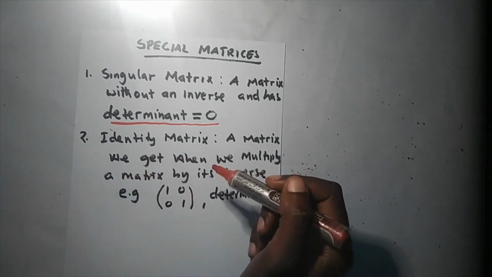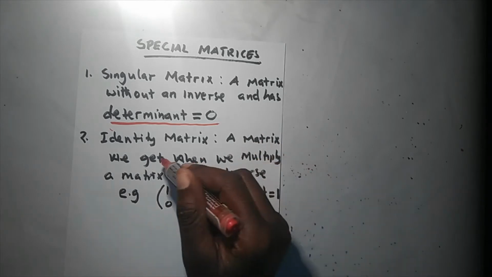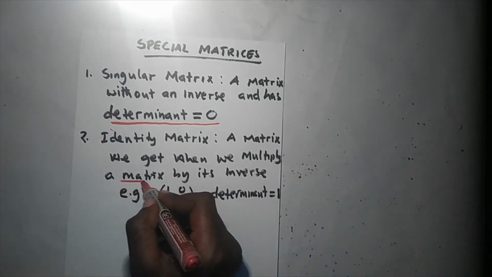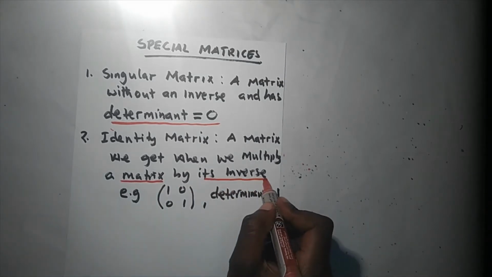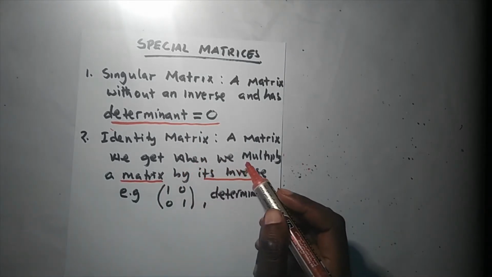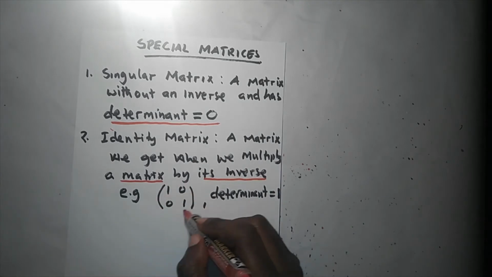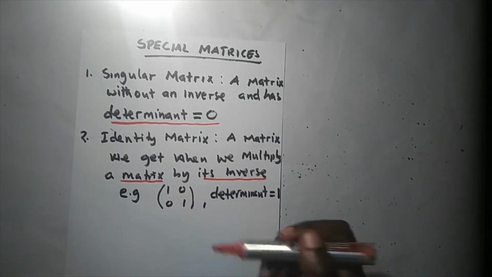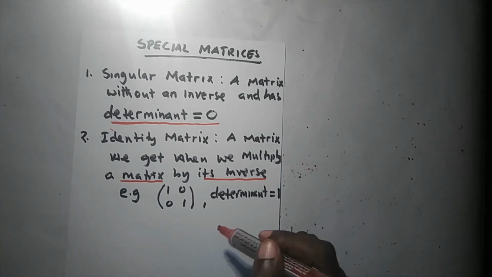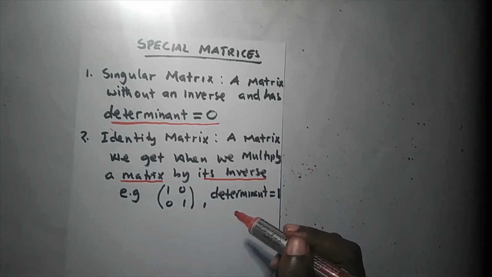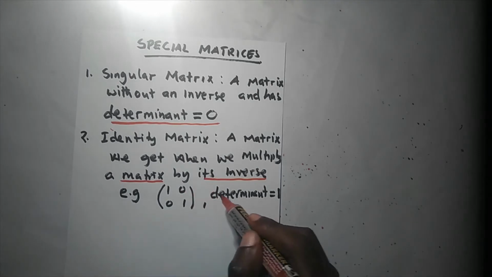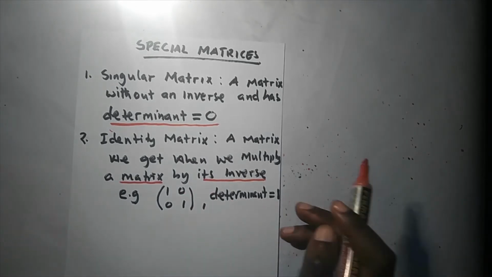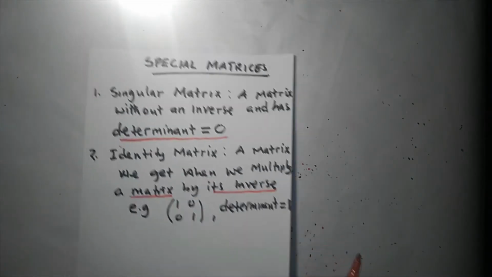The second one is the identity matrix. This is a matrix that we get when we multiply a matrix by its inverse. So you multiply a matrix by its inverse, and you end up with what we call an identity matrix. And this here is an example of an identity matrix. It always ends up with ones and zeros. In one diagonal there are ones, and in the other one there are zeros. An identity matrix has a determinant that is equal to 1. So now let's look at some calculations that involve determinants.